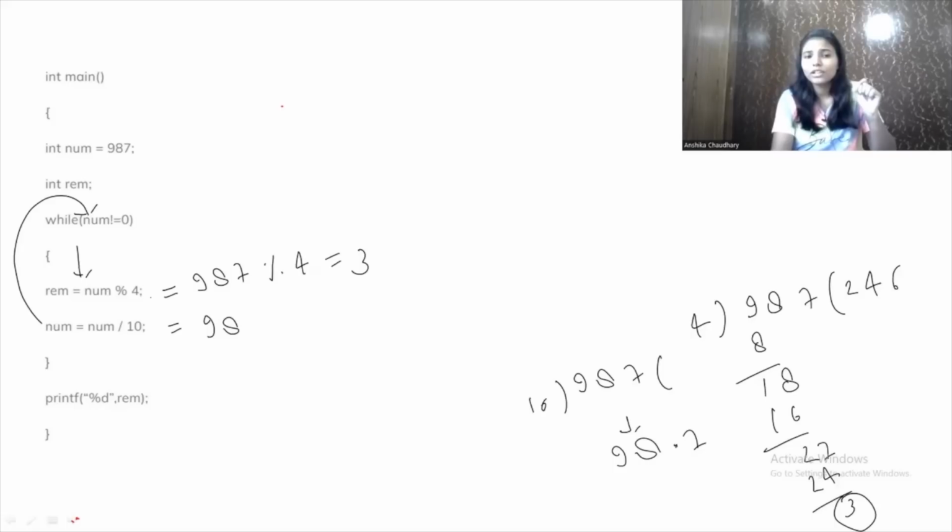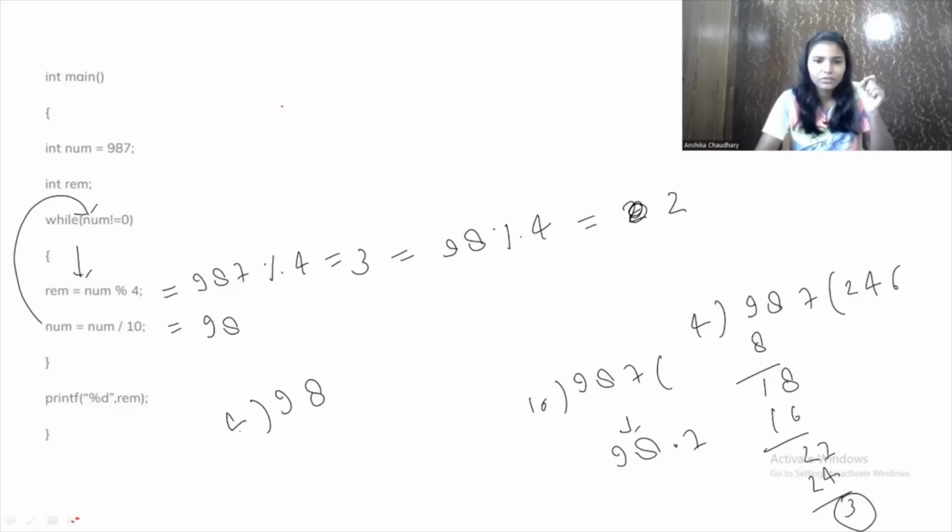Now num modulus 4. So the num value is now 98, right? Modulus 4. When we divide 98 by 4, what will we get? 4 8s, and 4 4s are 16. So 24, it will give us remainder 2, right? Okay, let's check it here. 98 divided by 4. 4 2s are 8, 1, and 4 4s are 16. So we will get 2 as a remainder.